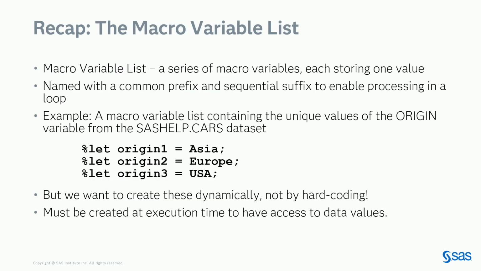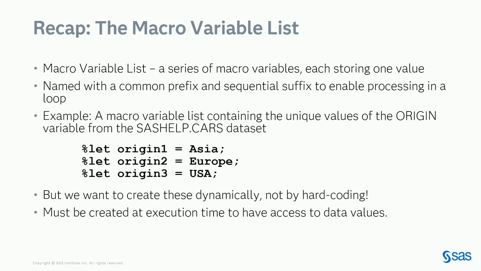All right, now one tool we introduced last year is called the macro variable list, which is just a structured way of using a sequence of macro variables to store a sequence of values. And the idea is that you have a bunch of values, you put them into a series of macro variables that have the same name except for a numerical suffix, which is sequential.